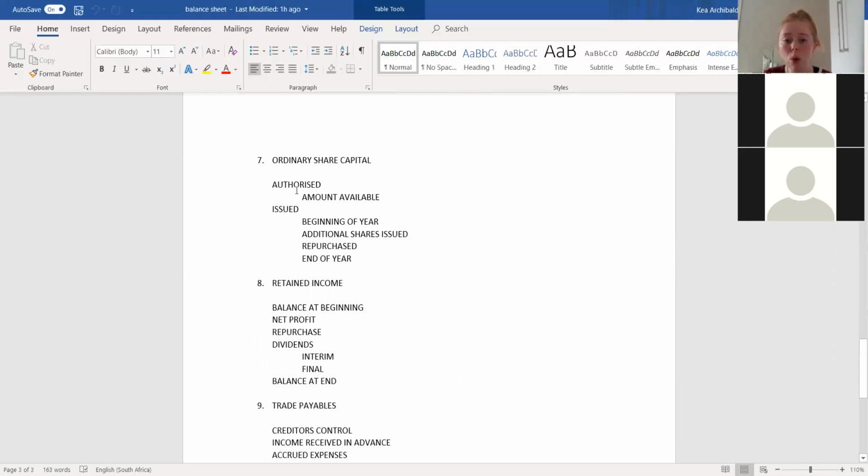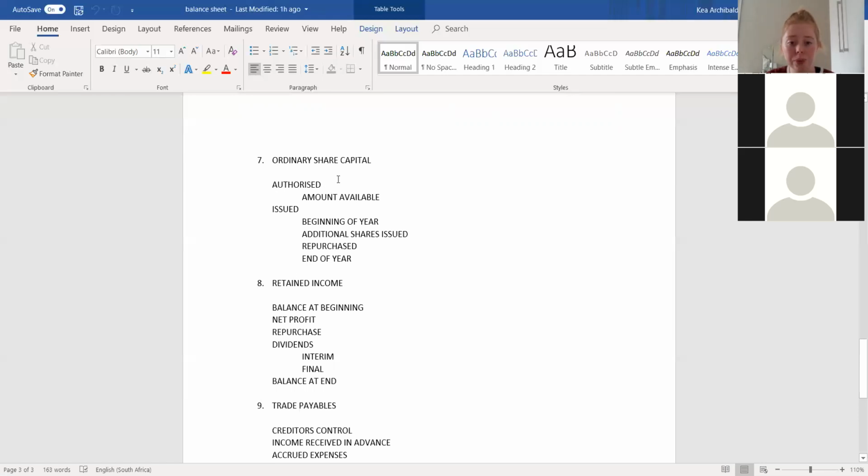You'll start off with your authorized shares. That is basically how many shares the business can issue. This will be the first sentence with regards to your ordinary share capital. It's not a big thing. You'll just say, under authorized, it'll just be like 500 shares available, for example, depending on what they give you. It's nothing too hectic. There's no figure. It's just a number of shares.